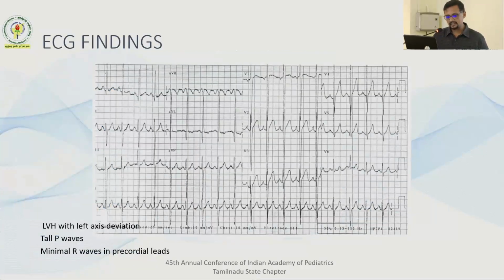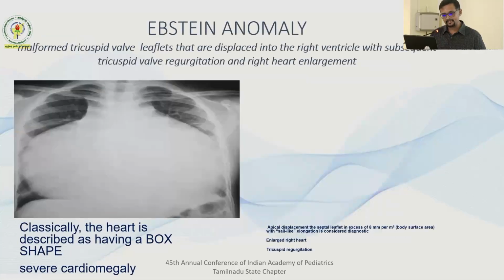So this is one ECG which is very important compared to the other cyanotic heart diseases, because in cyanotic heart disease we predominantly have RV forces, whereas here there are no RV forces. Here it is with a left axis deviation and left ventricular hypertrophy.